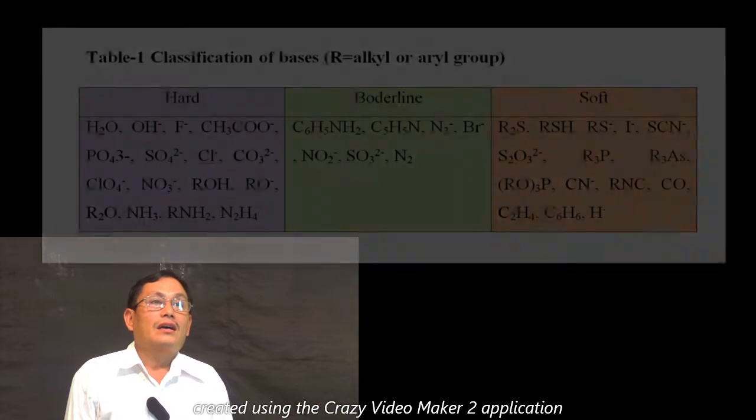Soft Lewis bases are those in which the donor atom is easily polarized and has low electronegativity. Hard Lewis bases are those in which the donor atom has low polarizability and high electronegativity. Table 1 contains some typical bases which are classified as hard, borderline and soft bases. Table 1, classification of bases.